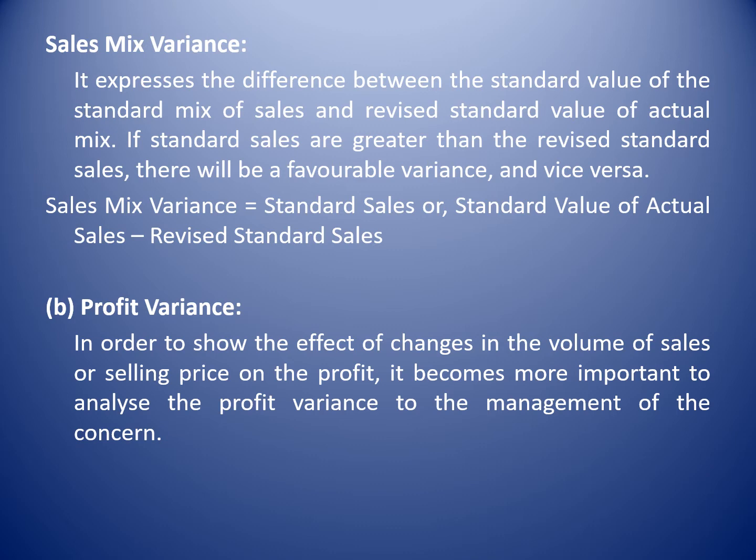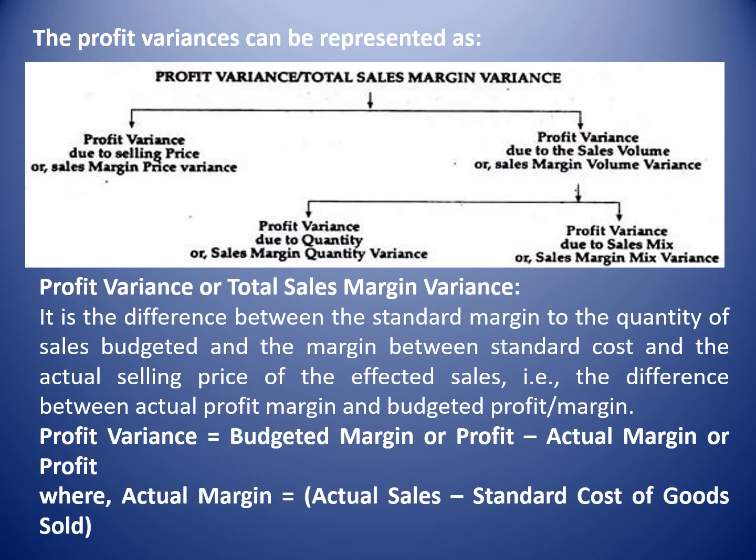Now we'll go to the next, the second main variance, profit variance. In order to show the effect of changes in the volume of sales or selling price on the profit, it becomes more important to analyze the profit variance to the management of the concern. The profit variance can be expressed like this.